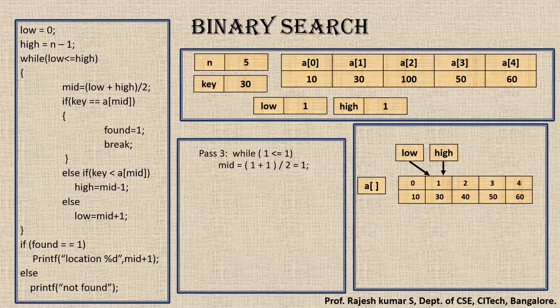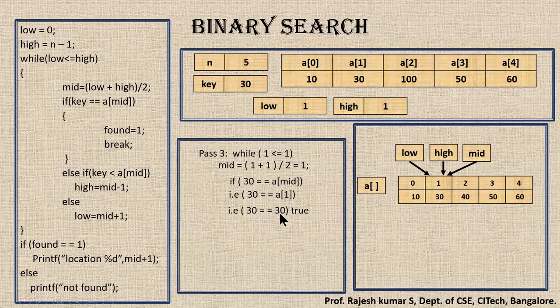Now your mid is pointing to the index 1. Now when I compare, if 30 double equals to A of mid, substituting the value of mid as 1, A of 1. What is A of 1? A of 1 is 30. So you can observe that I'm comparing the key element with A of mid.